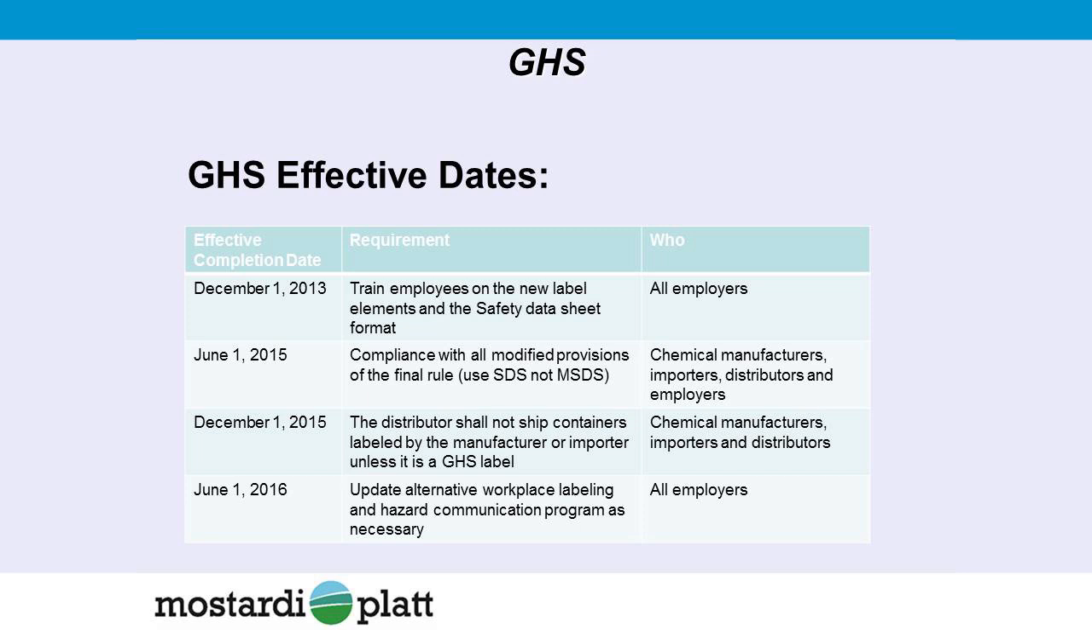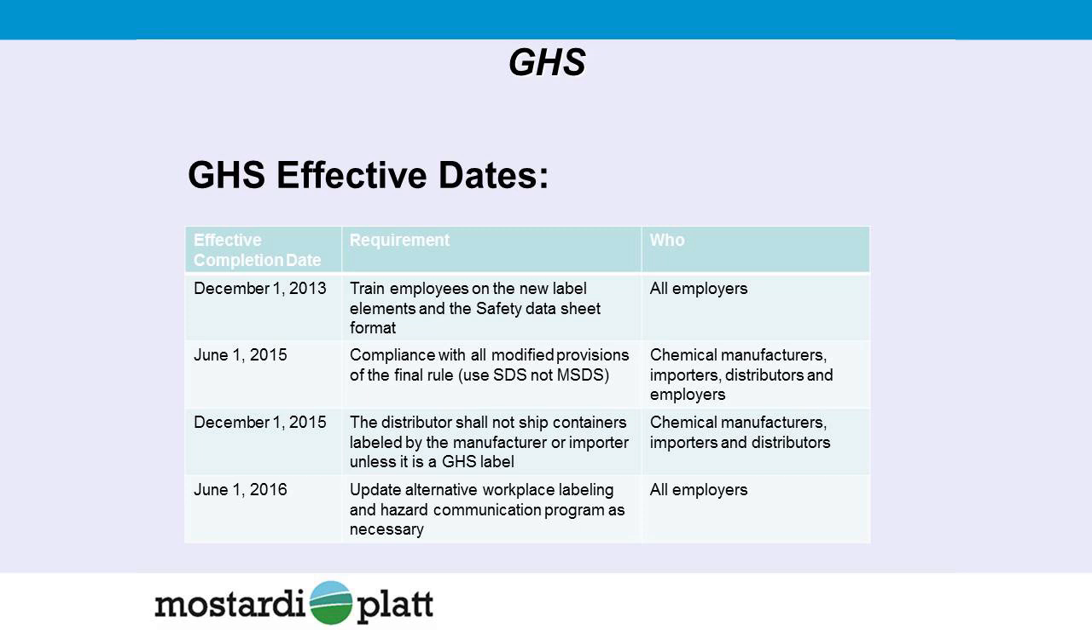All right, as this slide indicates, we've got some of the effective dates. Effective December 1st, 2013, this year, several months from now, all employers in the United States are required to train all of their employees on the new label elements and the new safety data sheets, including the pictograms, what I've gone through here today. Then on June 1st, 2015, you have to be in compliance with all modified provisions of the final rule. At that point, you have to begin using the new safety data sheet. MSDSs will no longer be considered valid for reference material in the U.S. workplace. December 1st, 2015, distributors should not ship containers unless they're labeled with the GHS compliant label.